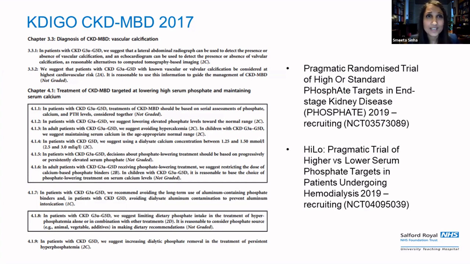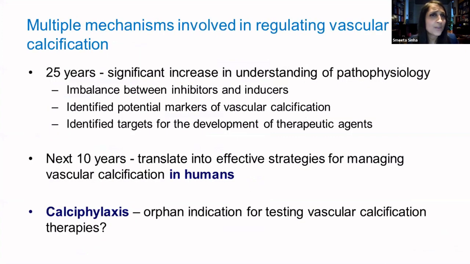So how do we treat calcification at the moment? Well, we don't really. And how can we limit it? Well, based on perhaps not the strongest evidence. So over the last 25 years, we have absolutely learned a lot about the pathophysiology, and I've not even gone into detail, there's so many. And there's likely to be an imbalance between inhibitors and inducers, but we've also identified potential markers of vascular calcification.